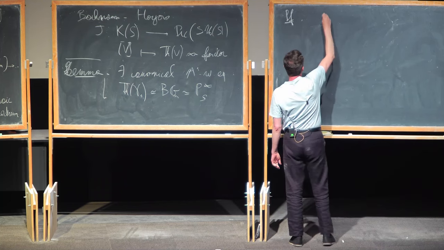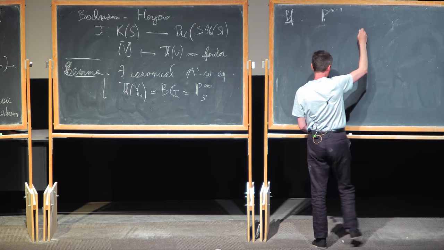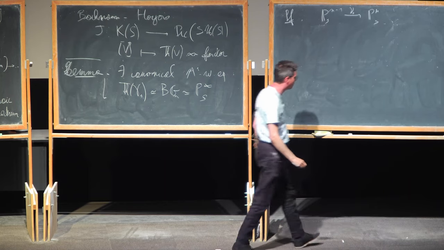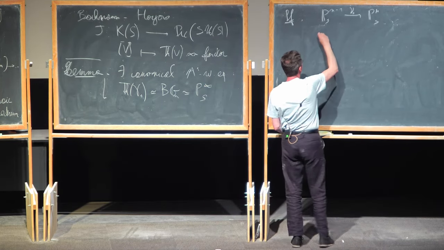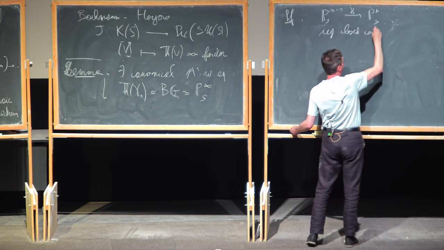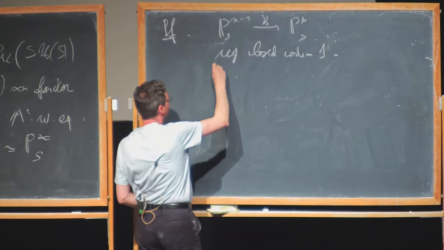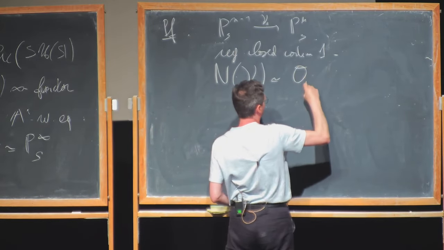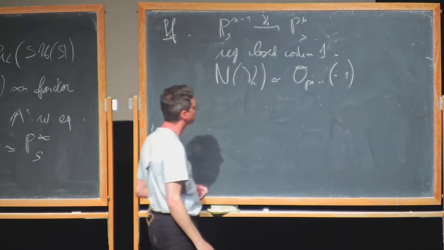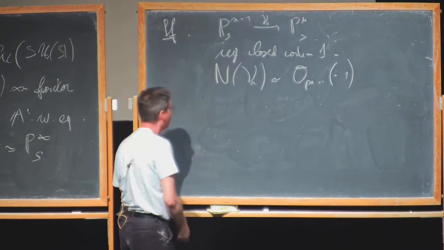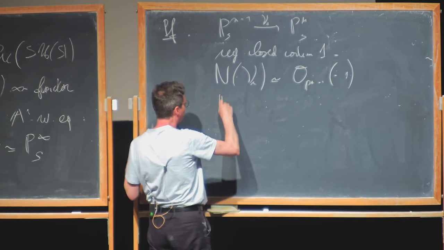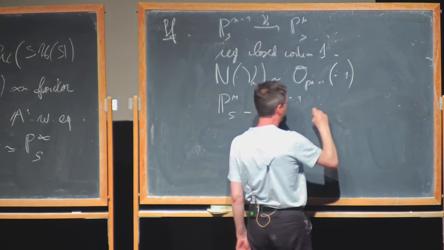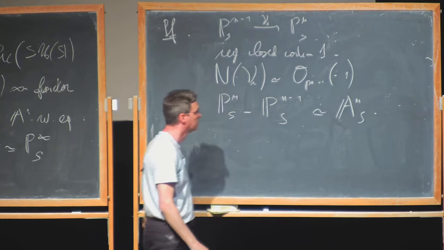So you look at the inclusion of P n minus 1 into P n, let's say, over S. This is a regular closed immersion of codimension 1. And you can check that the normal bundle of this immersion is actually isomorphic to the canonical line bundle on P n minus 1. Moreover, what you know is that the open complement of this immersion is actually the affine space A n of S, so it's contractible.